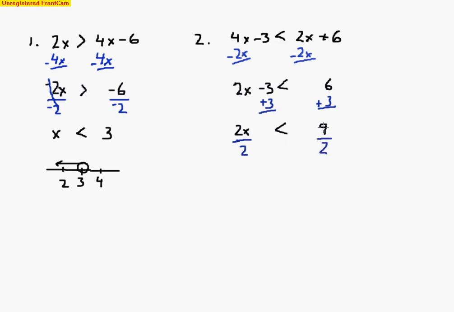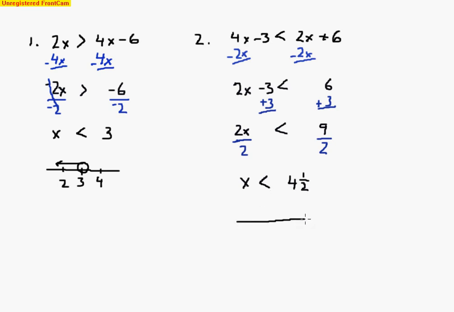So 2 doesn't go into 9 evenly, so we can write this as a mixed number to have a better understanding of the value. So x is less than, again, I did not switch the sign because I divided by a positive, so the bigger numbers will stay bigger and the smaller numbers will stay smaller, so I do not change the sign. Well, 2 goes into 9 4 times with 1 left over, and then it's always over the divisor, or the denominator, and that's 2 in this case.